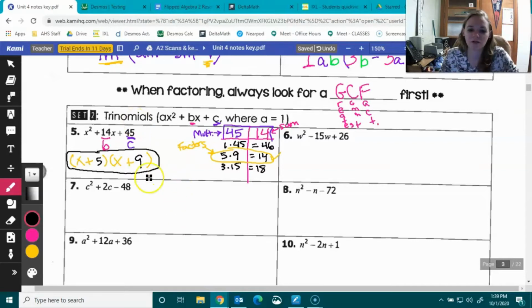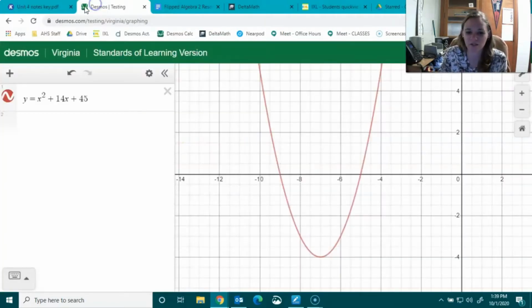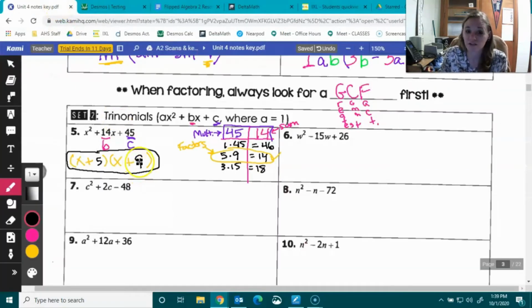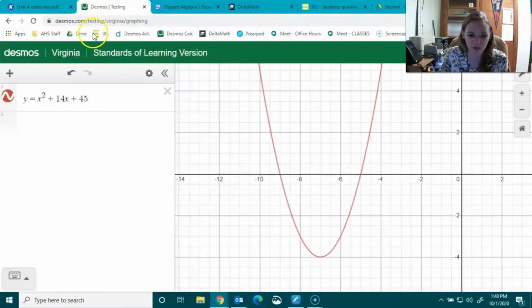Just to verify this, okay? You can kind of check this in the graphing calculator. So we're not using the calculator to factor. We can't do that at this moment. But we can check our factoring in the calculator. So let's type in the original, x squared plus 14x plus 45, which I think I already put in there, yeah.